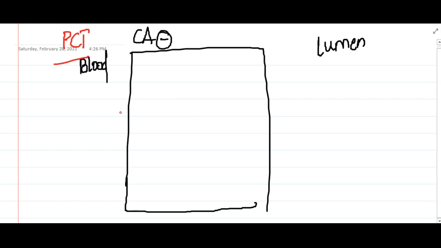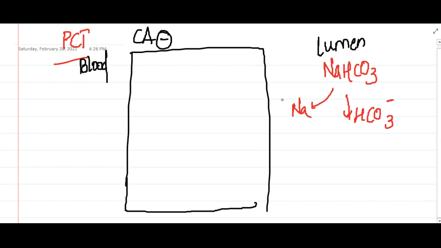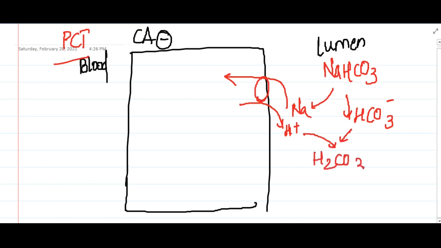Now from the lumen, in the lumen we have sodium bicarbonate which has been filtered. This sodium bicarbonate will dissociate into sodium and bicarbonate. This sodium will enter the cell because it has to get reabsorbed, and it will give out hydrogen. That means in the presence of the sodium hydrogen antiport, sodium enters the cell whereas hydrogen exits out. Now this hydrogen combines with this bicarbonate and it forms H2CO3.